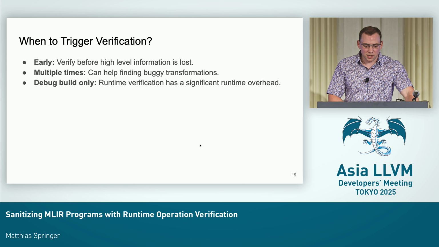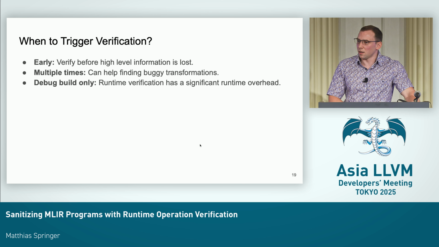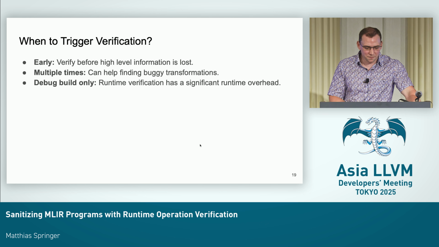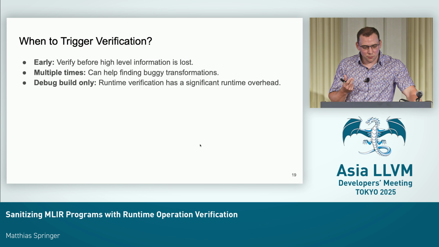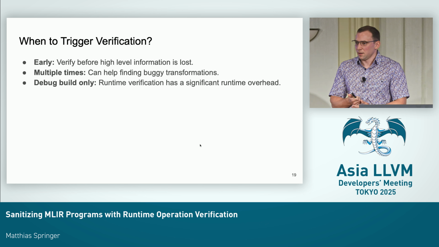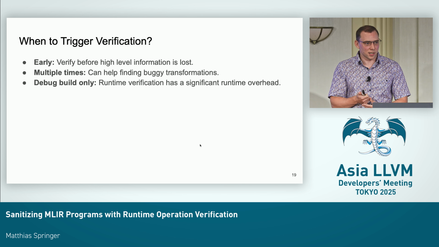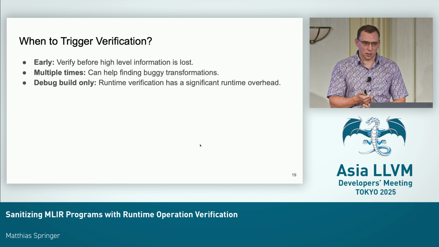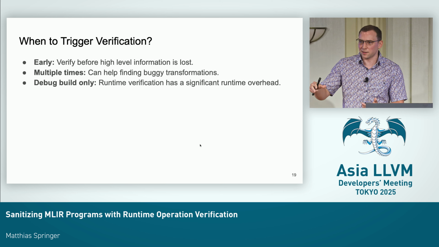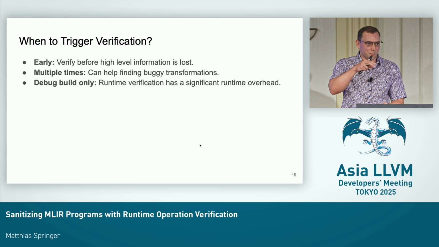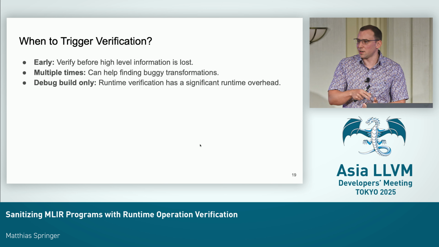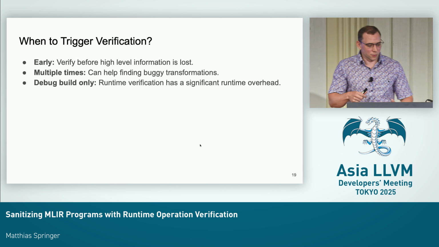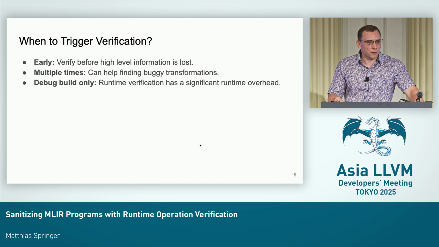So the next question is, when should you trigger verification in your compilation pipeline? And I think the general guideline that I would give here is verify early, meaning as early as possible. For example, when you still have a linalg structured op, you may want to verify at that level because the program has more semantic information at that point, and you may get better error messages. So verify early. But you can also verify multiple times.